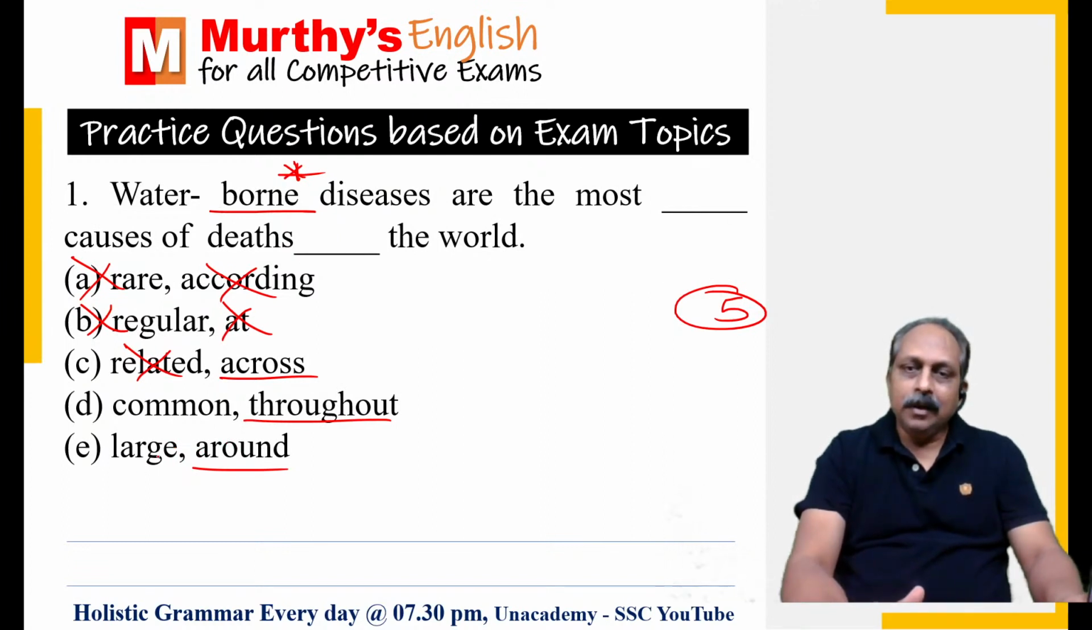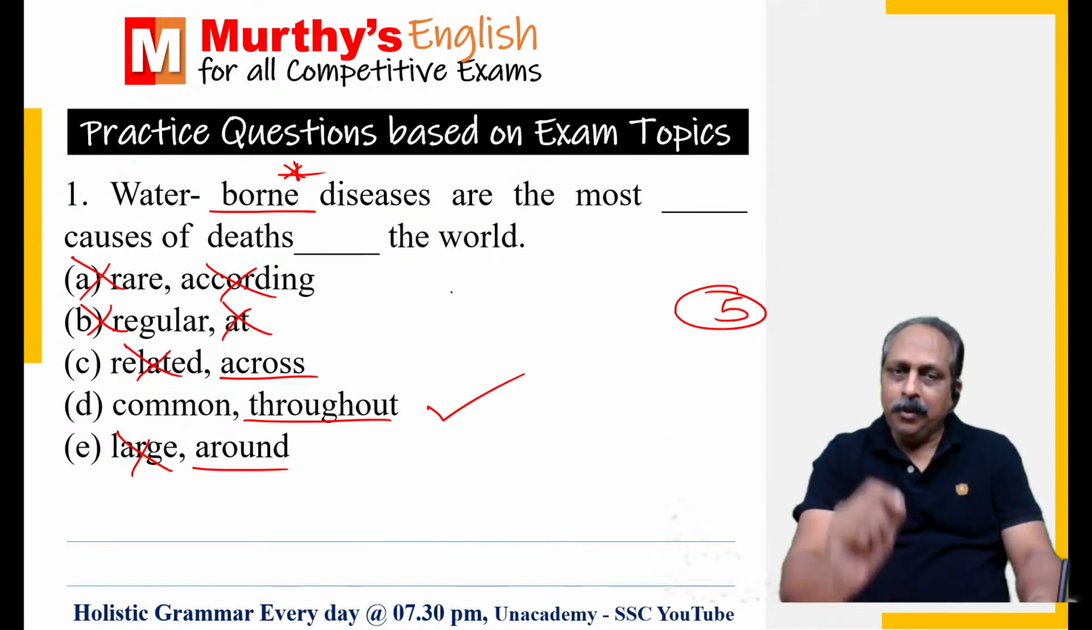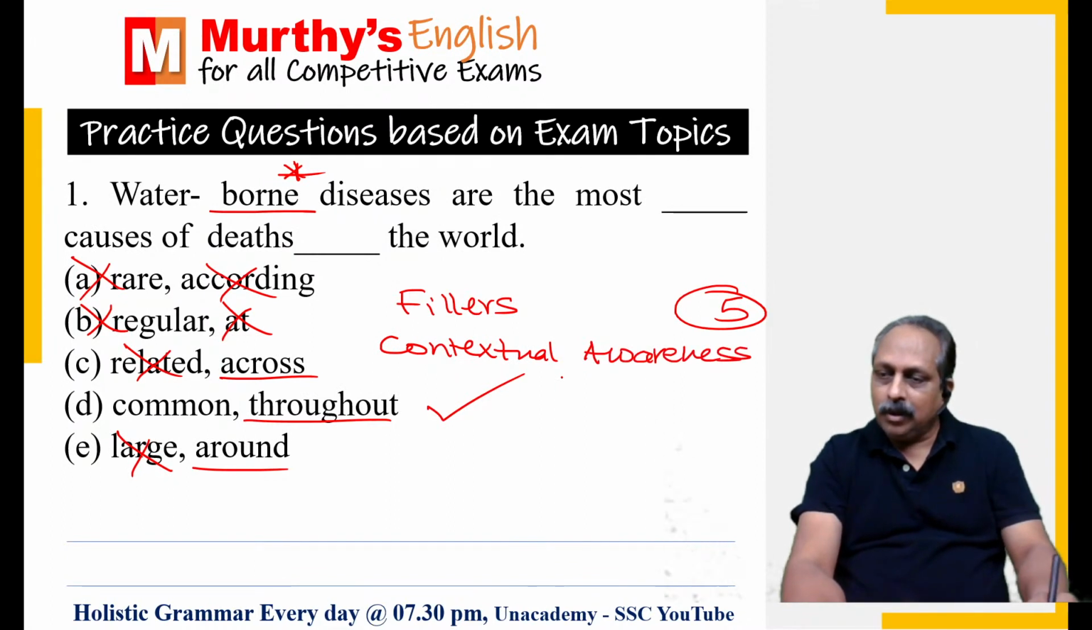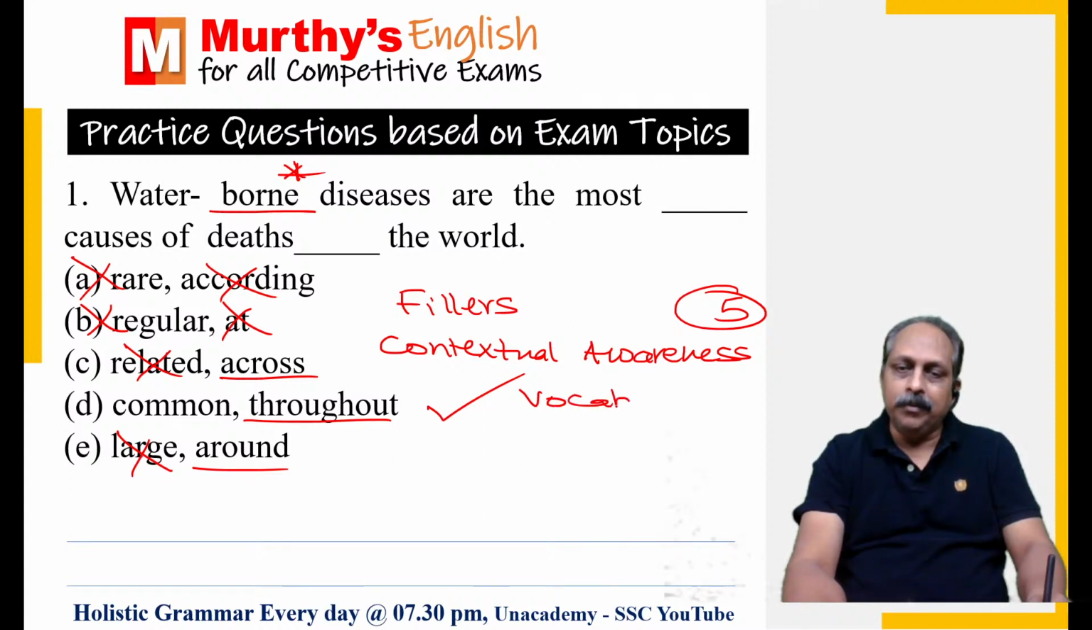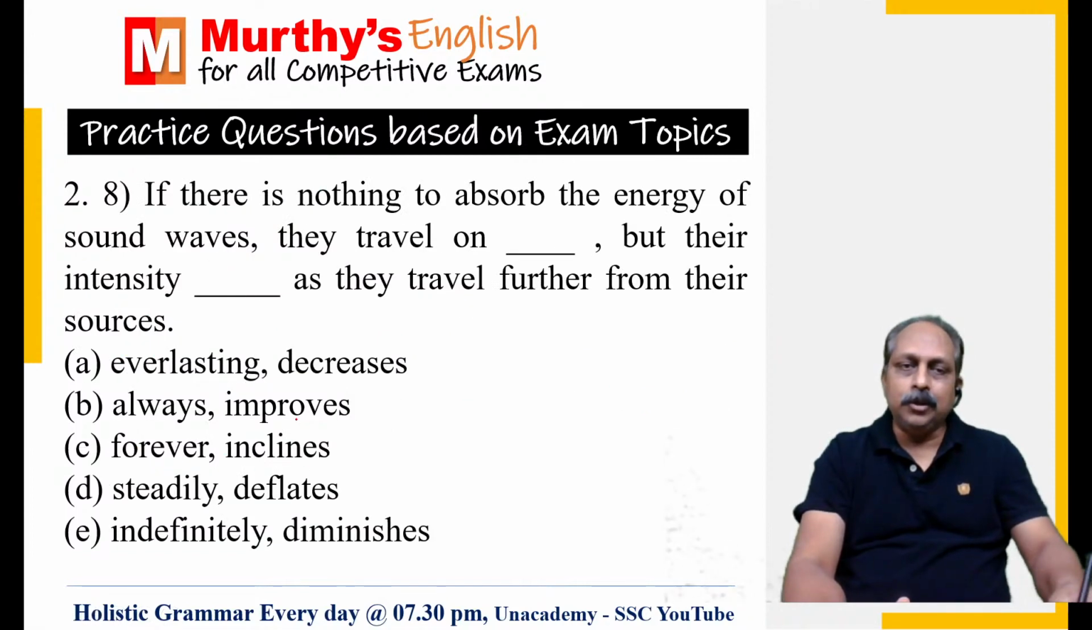This seems right. Are the most large, that does not make any sense. So, what is the answer here? D is the answer. Waterborne diseases are the most common causes of deaths throughout the world. And how do you decide this? Remember, questions based on fillers. Contextual awareness is very important, at the outset. Besides contextual awareness, you got to be good at vocabulary, obviously, because these are based on words, word power. Please go to question number 2.